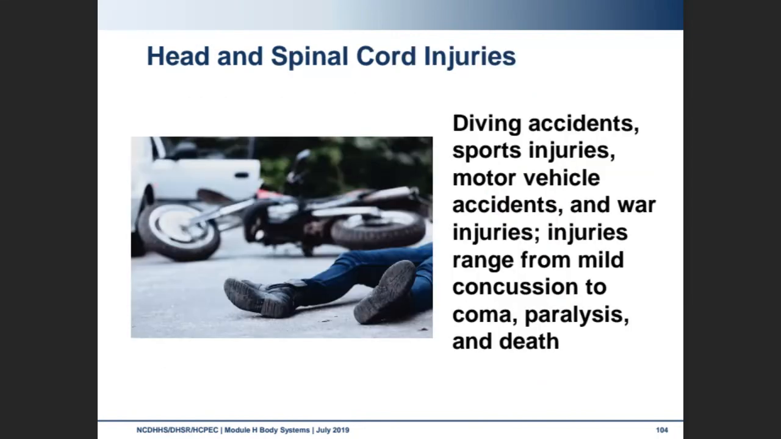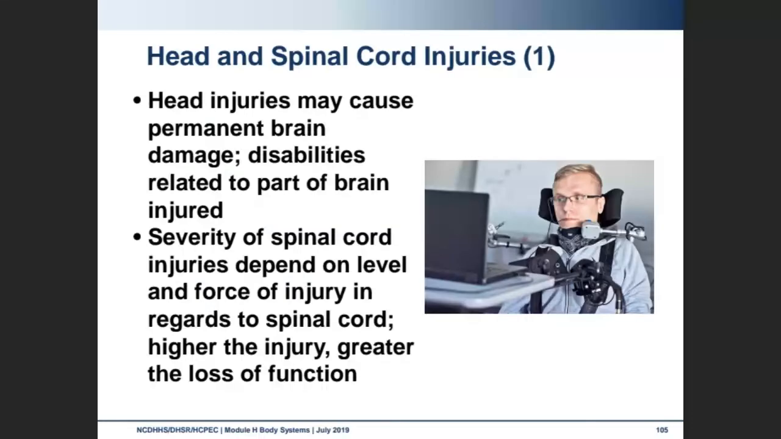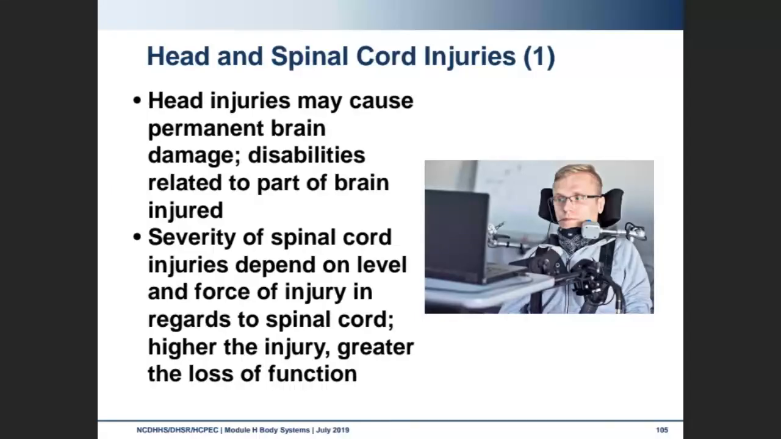Head and spinal cord injuries fall under the nervous system as well. These can result from accidents like diving accidents, sports injuries, motor vehicle accidents, war injuries. And this can range from a concussion to a coma to paralysis or death. Head injuries may cause permanent brain damage and disability that can be related to the part of the brain that was injured.